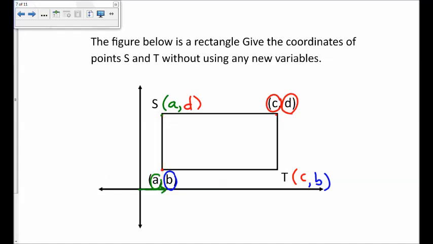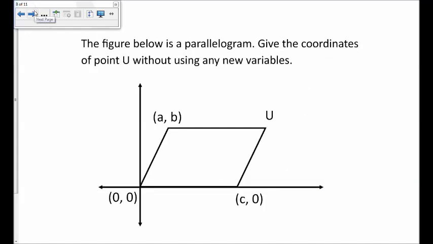So that's an example of the type of question where you have to use the variables that are there to define new coordinates. One more example of that type of question is with this parallelogram. Give the coordinates of point U without using any new variables. So I'm trying to find this coordinate.